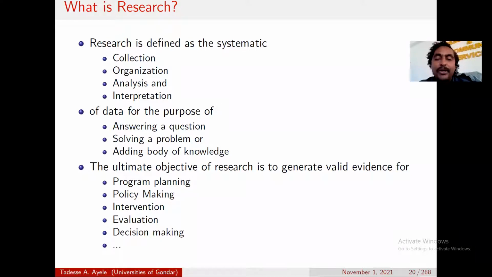Last one, adding to the body of knowledge. For example, if you remember, one or two years ago when COVID occurred, there was no medicine for COVID. Globally there was no treatment for COVID, which means there is a knowledge gap. The existing knowledge across the globe didn't fill the gap that we faced when the COVID pandemic was first identified in China.